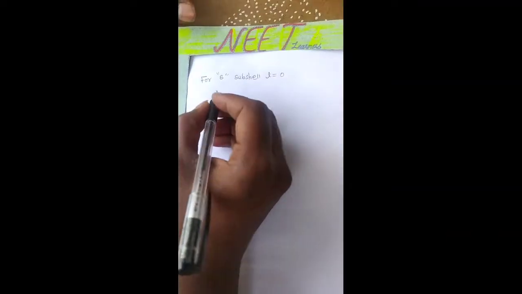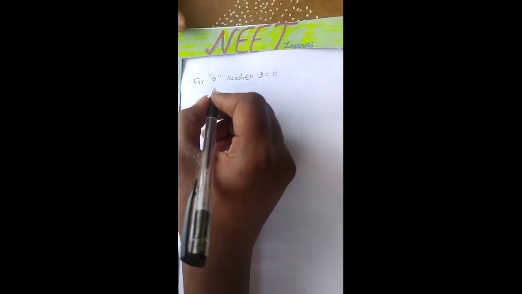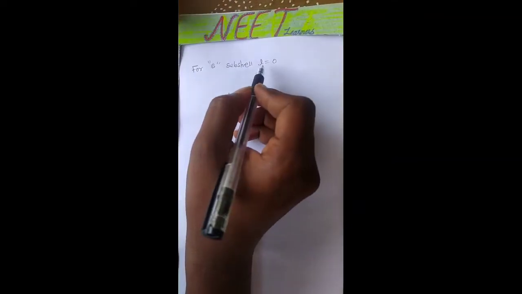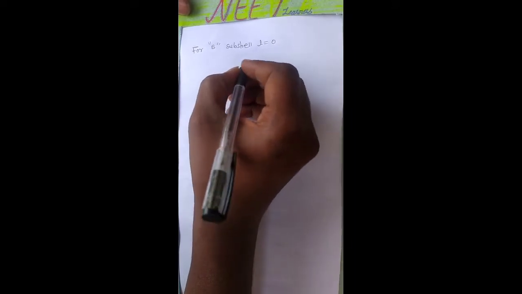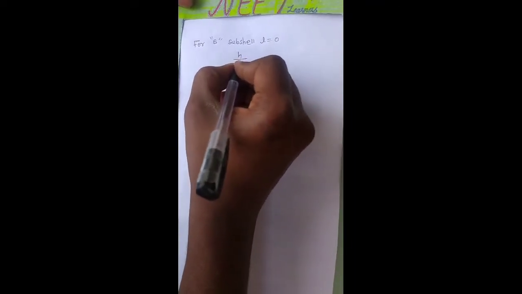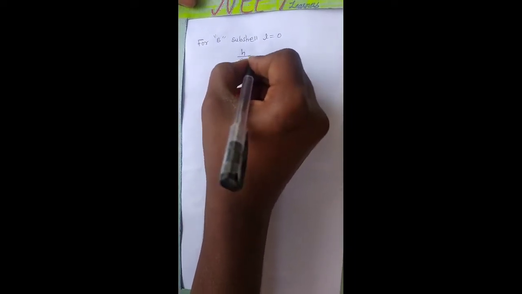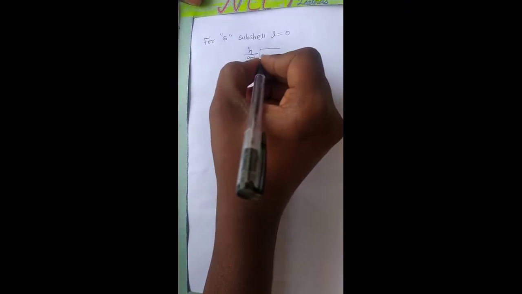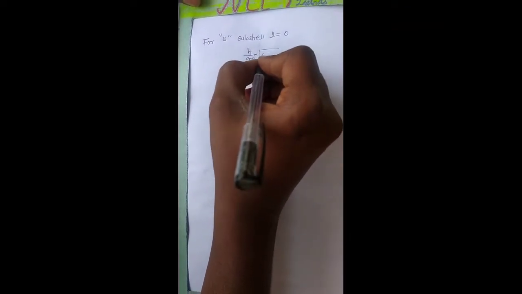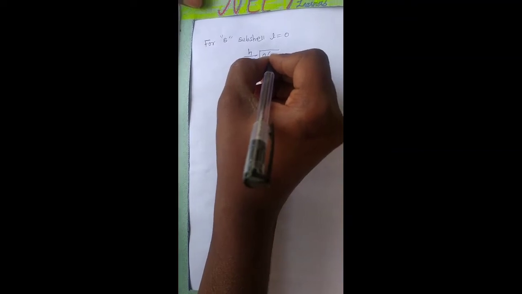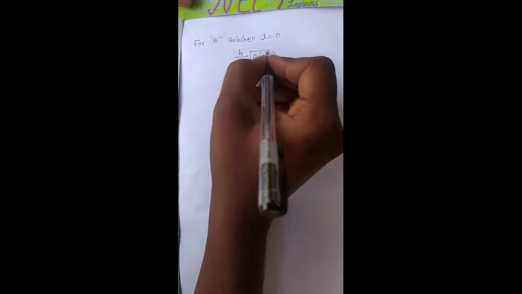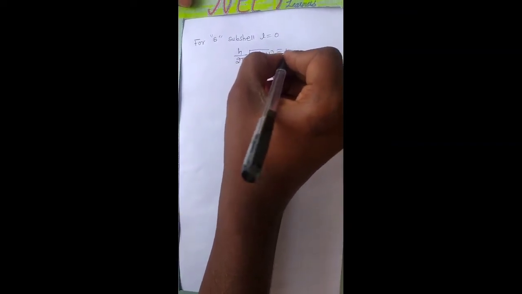S subshell. Okay, students, for S subshell, L is equal to 0. Let's apply the formula: h by 2 pi under root of L into L plus 1. In the place of L, we substitute L is equal to 0. So 0 into 0 plus 1 is equal to 0.